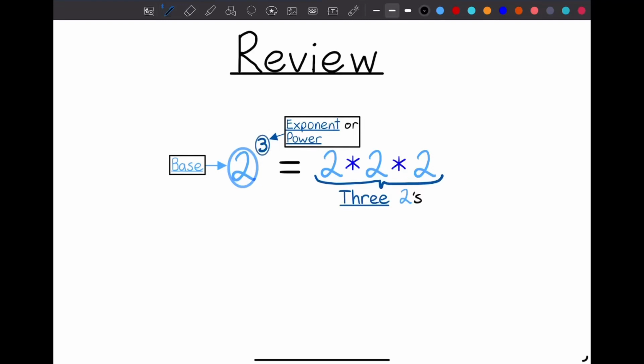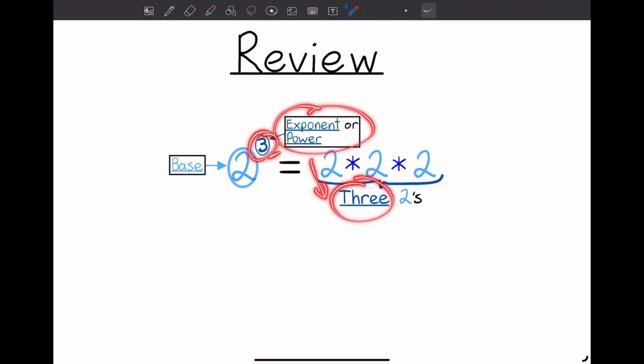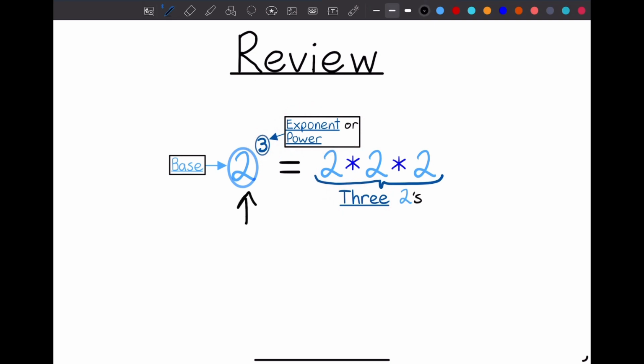In the last video, we discussed how we could rewrite repeated multiplication in a shorter way using exponents. The base is the number we're multiplying repeatedly, which is 2 in our example. And the exponent, or power, tells us the amount the base appears as a factor. Since our base is 2, and we have 3 factors of 2, our exponent, or power, is 3. And the way we say this exponential expression is 2 to the third.